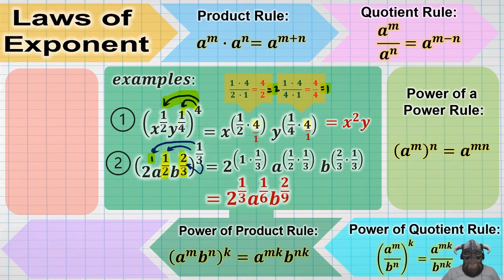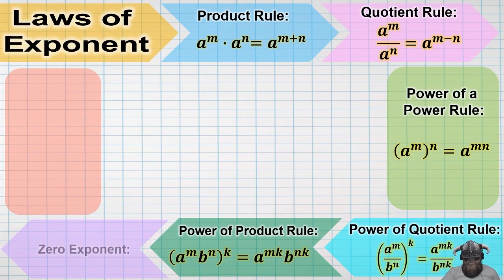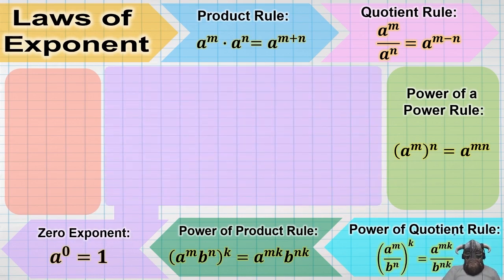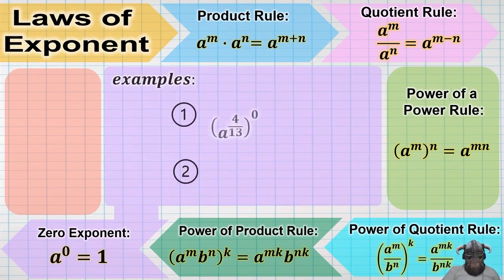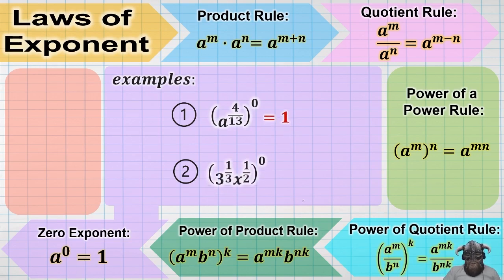Okay, let's proceed to the next law of exponent, and that will be the zero exponent. So here, any expression raised to 0 will just be equal to 1. So the examples here are easy. Let's have two examples. For example, we have a raised to 4 over 13, quantity raised to 0. The whole expression is raised to 0. So this will just be equal to 1. Even if you have a somewhat complicated expression, 3 raised to 1/3 times x raised to 1/2, raised to 0, this will still be equal to 1.